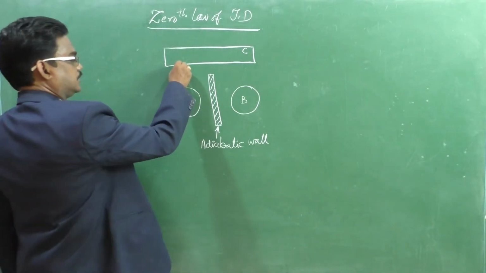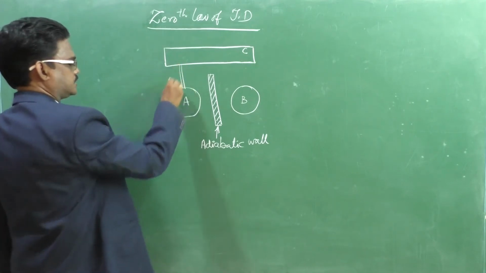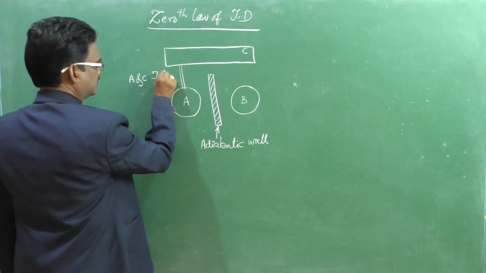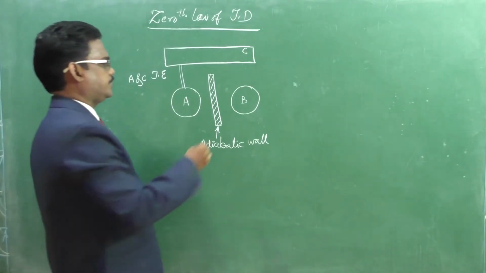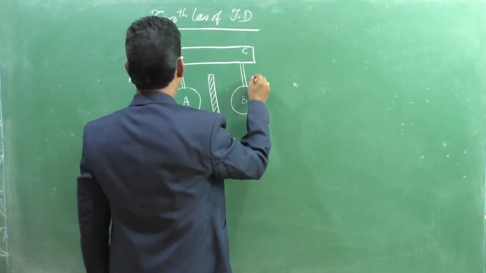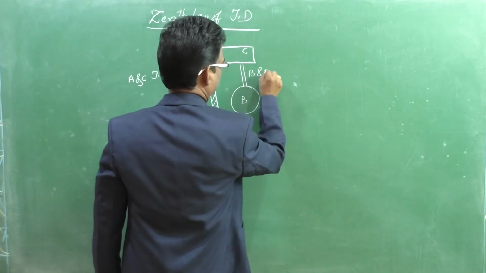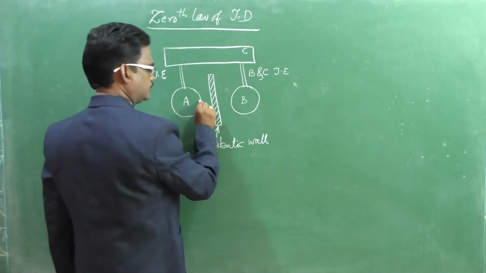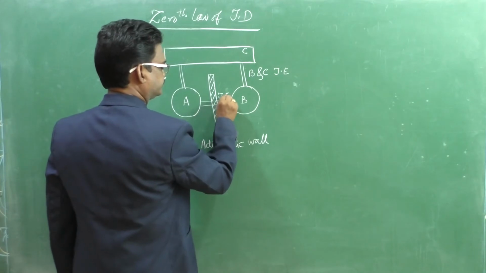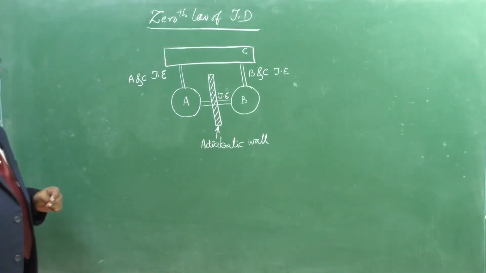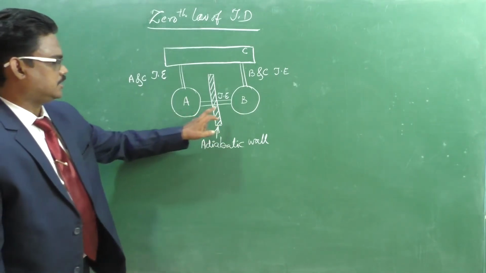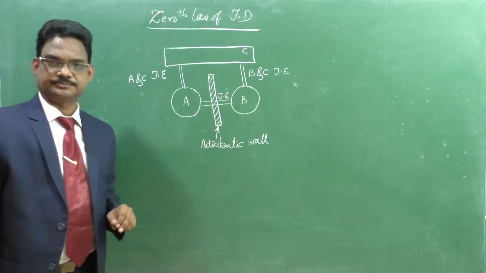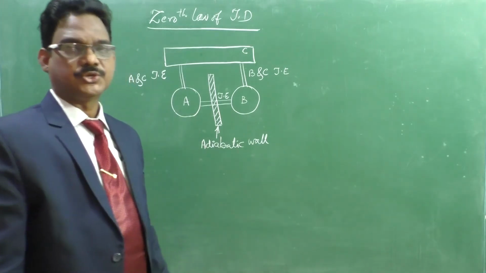When it comes to thermal equilibrium, A and C are both in thermal equilibrium, and B and C are both in thermal equilibrium. Then we can say A and B are also in thermal equilibrium. That means when two bodies are in thermal equilibrium with a third body, then these two are in thermal equilibrium with each other. This is given in the Zeroth Law of thermodynamics.